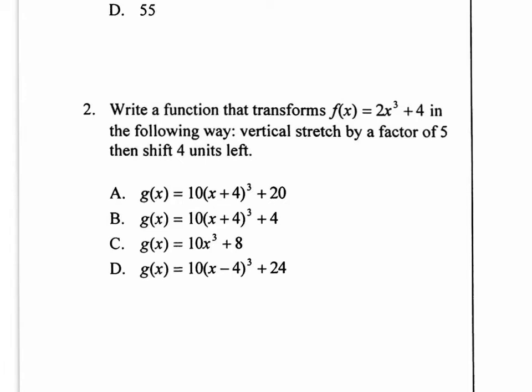So on number 2, it says that we need to transform f of x, which is 2x to the third plus 4, in the following way. You want to do a vertical stretch. So remember, a vertical stretch is when you multiply the y value by whatever I tell you to stretch it by. Now, if you're thinking, what is y? Y is the entire function. So you need to multiply the whole thing by a factor of 5.